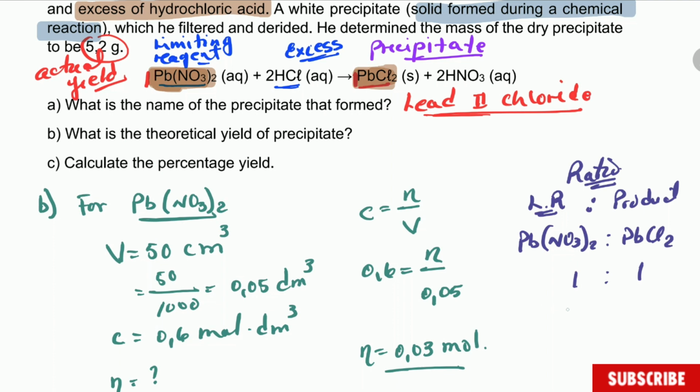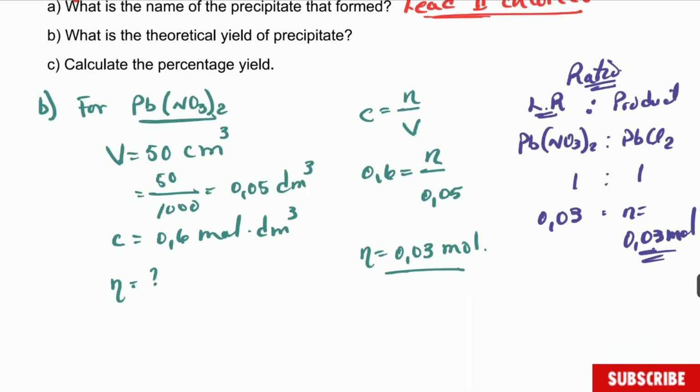It means that if you have 0.03 mole of lead 2 nitrate, you will also get a number of moles here equal to 0.03 mole. Okay, that is what it means. So now we have the number of moles of the product. Using that number of moles, we are going to calculate the mass of the precipitate, which is in actual fact the theoretical yield. So all we have to do is say number of moles is equal to mass divided by molar mass. This one is for lead 2 chloride.